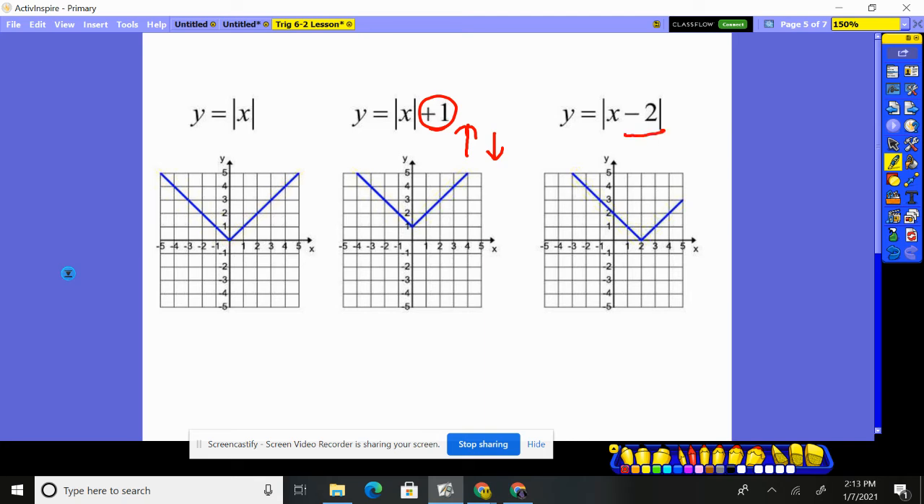If it's inside, that's controlling movement left and right. And again, it does the opposite of what you think. This says take away 2. It doesn't move left 2. It's going to move to the right 2 and then be your typical absolute value. So if you mess inside, that's movement right and left. If it's outside of the absolute value or outside of the squaring, that's movement up and down.